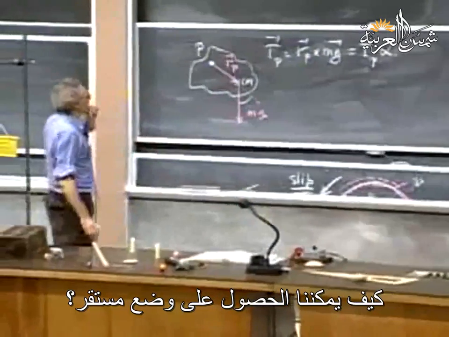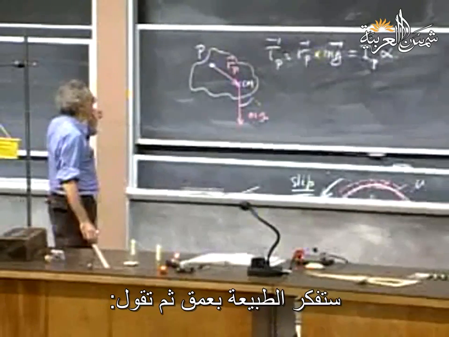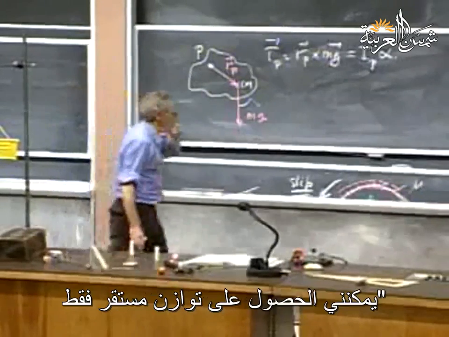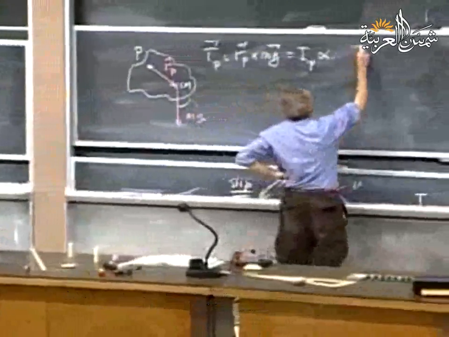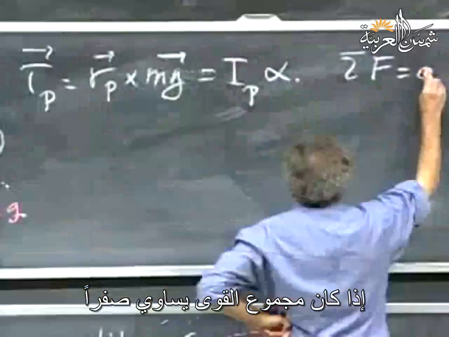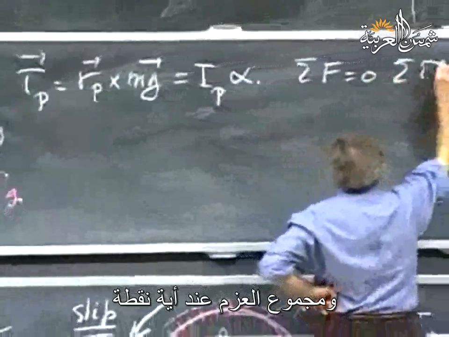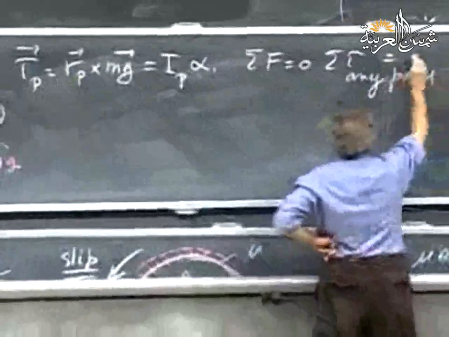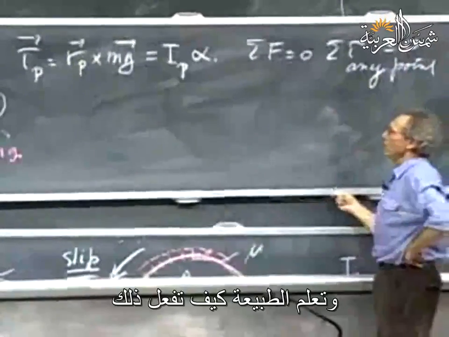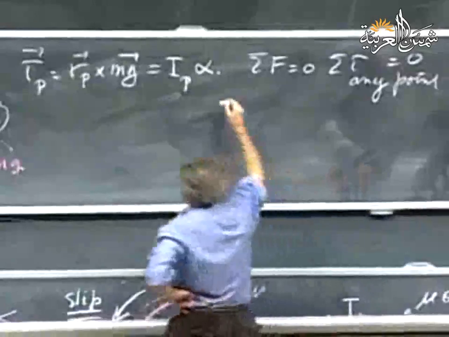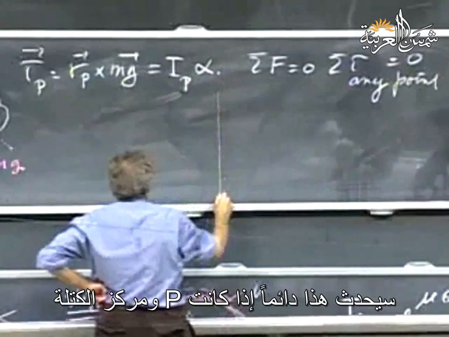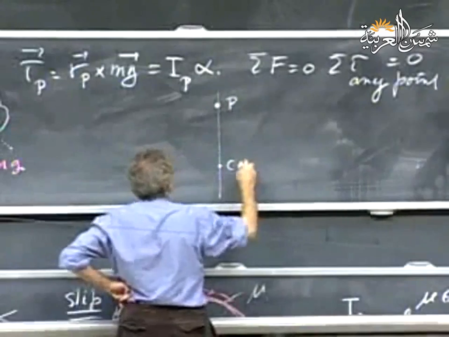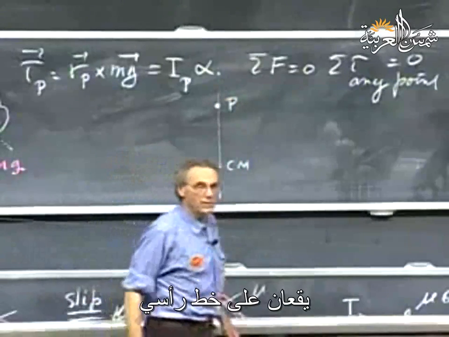How can we ever get a stable situation? Nature is now going to think hard and is going to say, gee, I can only have stable equilibrium if the sum of all forces equals 0, and if the sum of all torques relative to any point equals 0. And nature knows how to do that. That always will happen if P and the center of mass are along a vertical line.